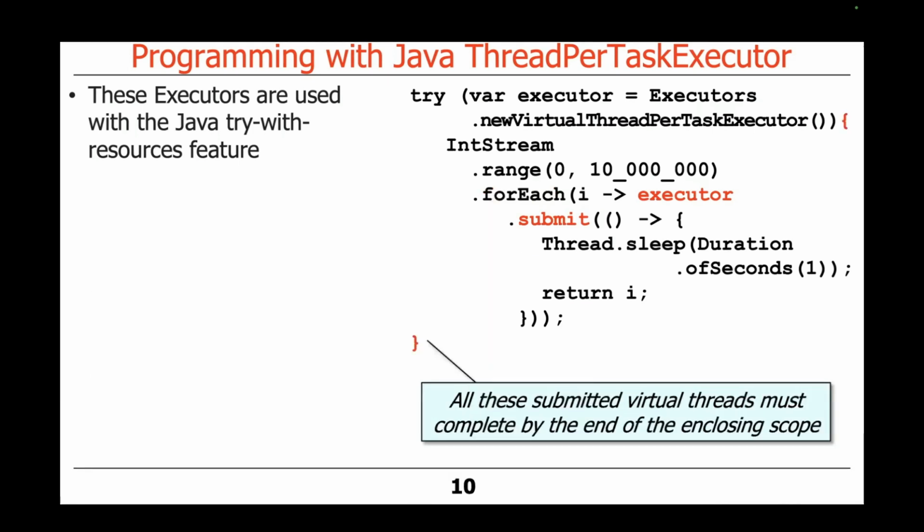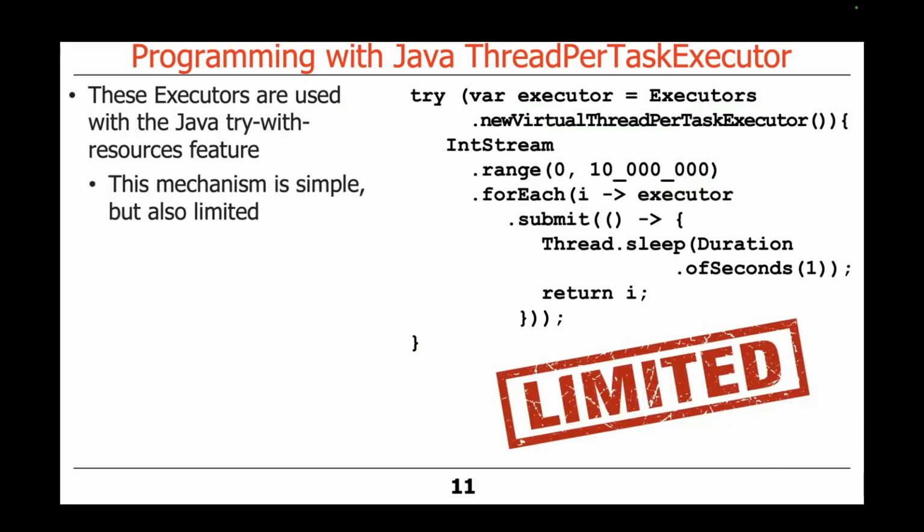All of these virtual threads, which in this case are going to do something mindless, they're just going to sleep for 1 second. They all have to be completed by the end of the enclosing scope. So this is basically providing a kind of co-begin, co-end barrier synchronizer structure that will have all these computations all running and sleeping for a second. And that's a lot of threads. Again, 10 million threads is a lot. Now, it works very nicely, very simple.